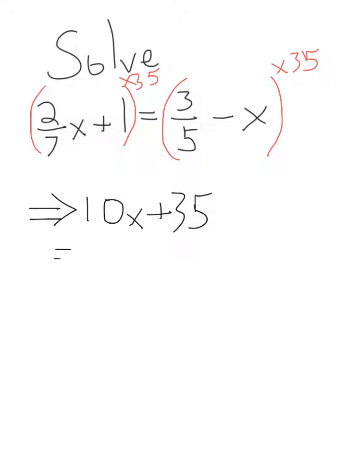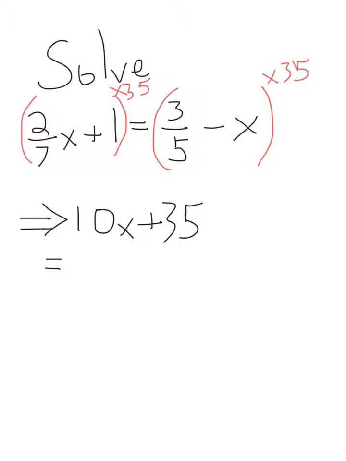And that's going to equal, and same here, we have 35 divided by 5, so there's 7 left over here. So we have 7 times 3 is 21, so this becomes 21 minus, and then we have 35 times 1x, which is 35x.